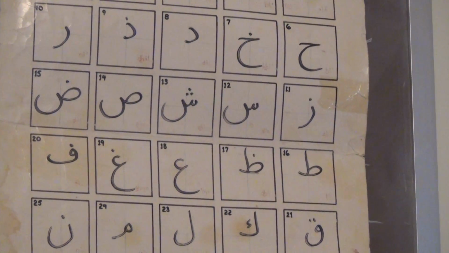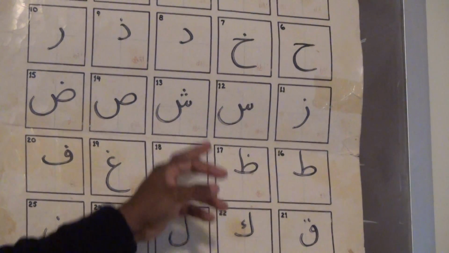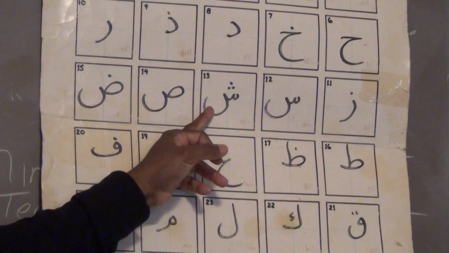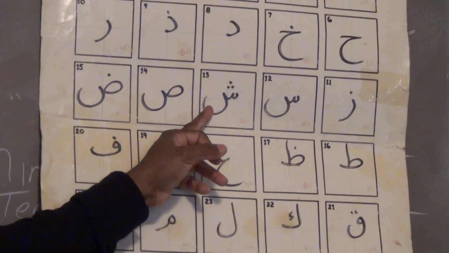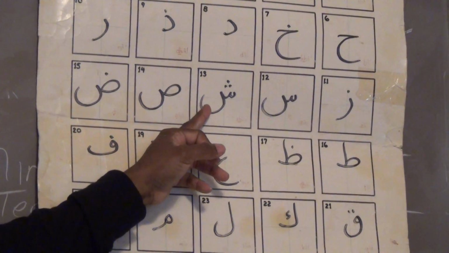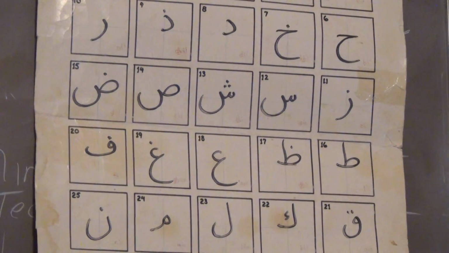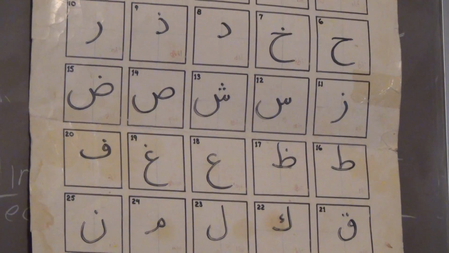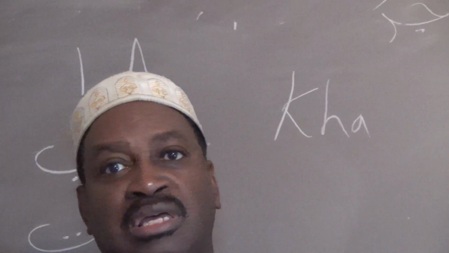That you're going to say S and shoe. Okay. This is Sheen. S-H-E-E-N. What's the English equivalent? S-H. Okay. The next letter is Sad. What English equivalent is that? S, but a hard S. Sad. As opposed to Seen.